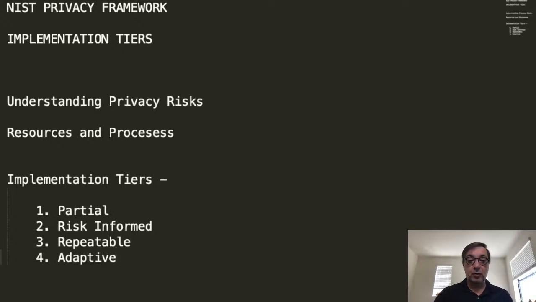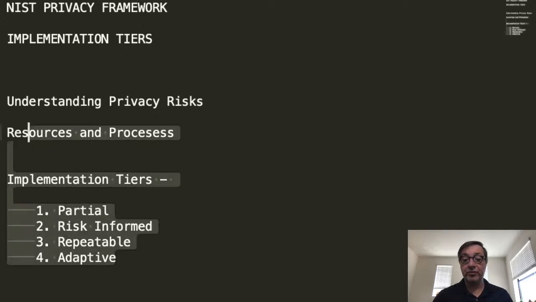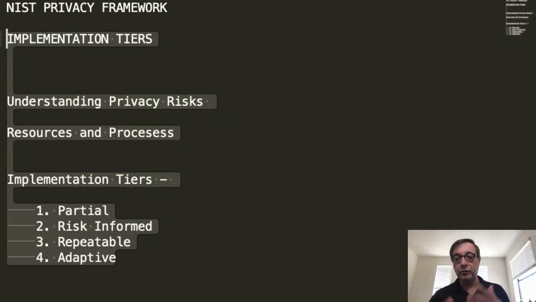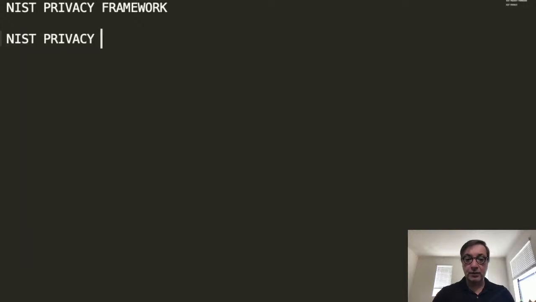So let's go into a little bit more detail now. This will be the last portion, where you're going to talk about the NIST Privacy Framework, and then you're going to move to the ISO. So let's talk about the NIST Privacy Framework core. Okay. So let's take a look at the core.